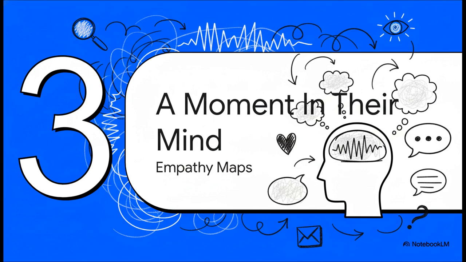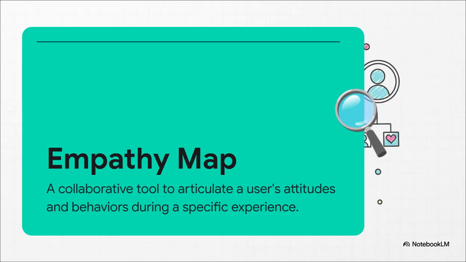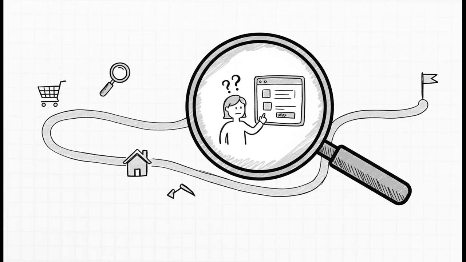Okay, so if a persona gives us the who, our next tool, the empathy map, is all about the what. It's about taking that character and zooming way in on a specific moment in their life, in their mind. The key phrase here is during a specific experience. See, while a persona is that big, holistic view of a person, an empathy map is more like a snapshot. It's a tool for getting inside their head during one critical moment. Let's say, for example, your persona is using your app for the very first time. Or maybe they're trying to complete a checkout on your website and something goes wrong. The empathy map is the tool you pull out to break down that single scene from their point of view.